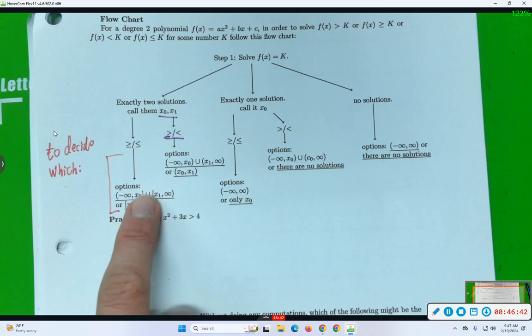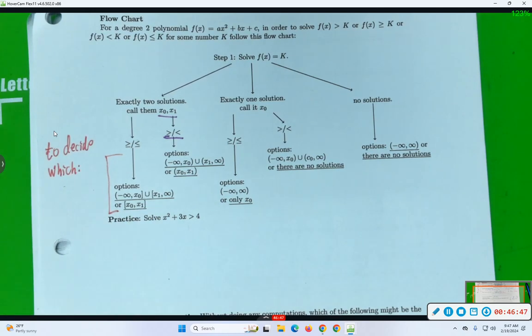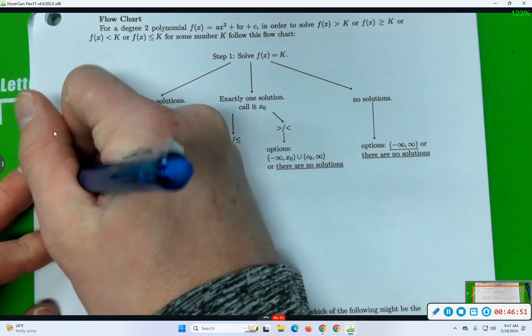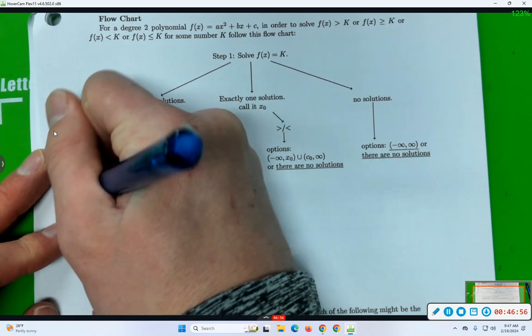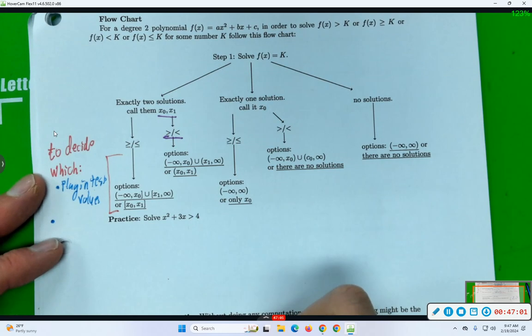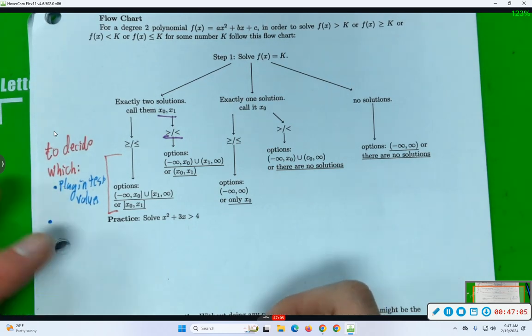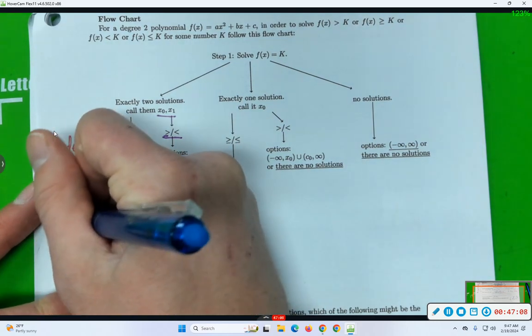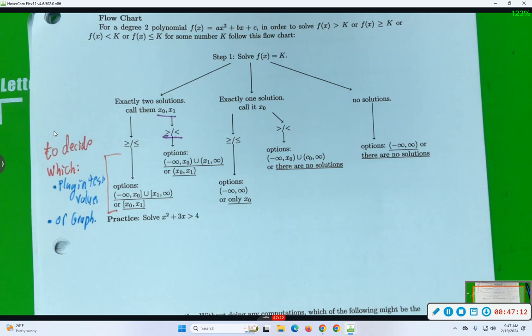How would you decide between those two options? What could you do? Cool. What was the other thing that we did to check that? I mean, the other thing we did is we hand drew a graph, right? Neither strategy is strictly better than the other. They're both just options you should have in your pocket.